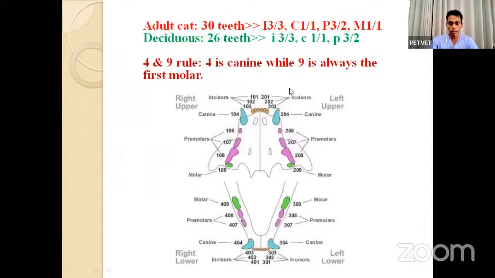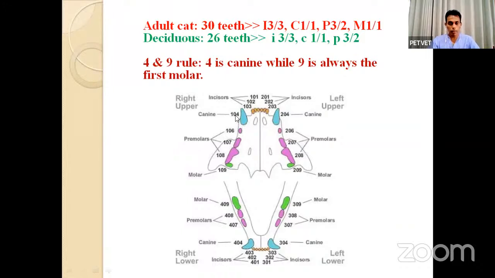So in a cat, it goes like this. The same rule, the 4 and 9 rule, is there, and they have 26 deciduous teeth and 30 permanent teeth. So the formula is like this. And when it comes to a graphical interpretation, this is the first quadrant, the right upper quadrant, and the second one, third one, and fourth one. So this is a bit confusing.